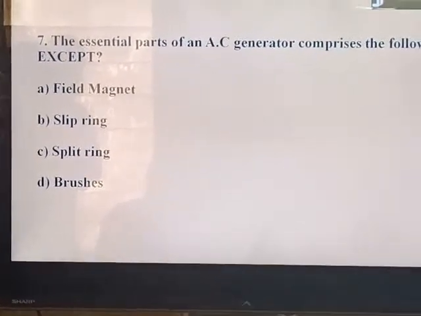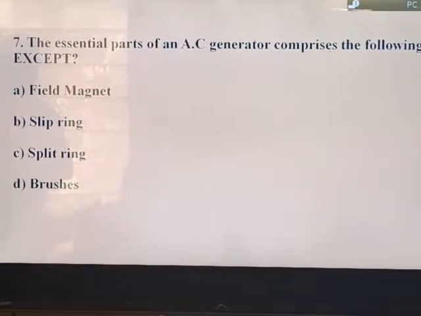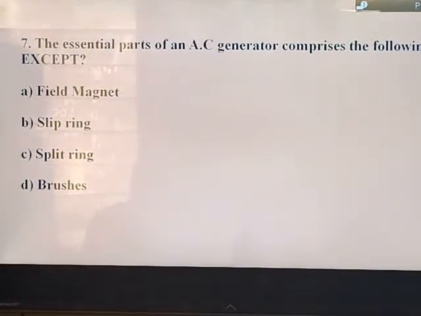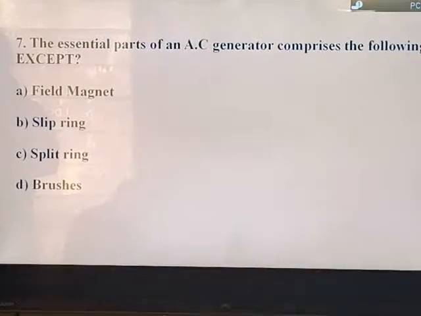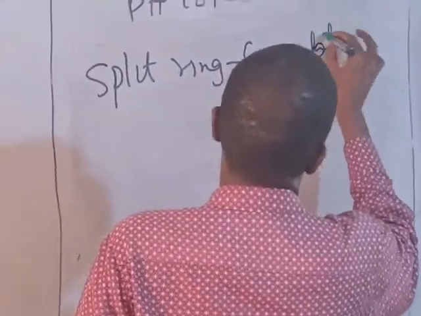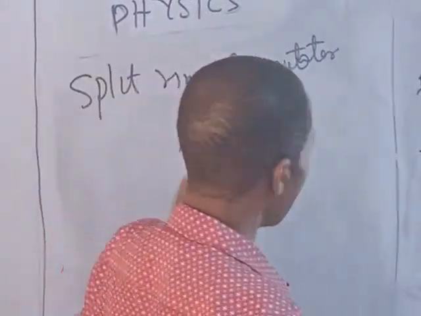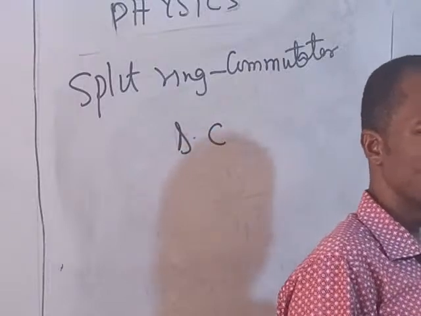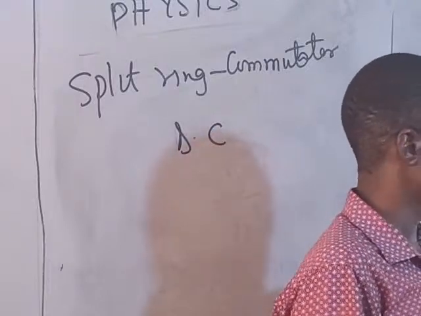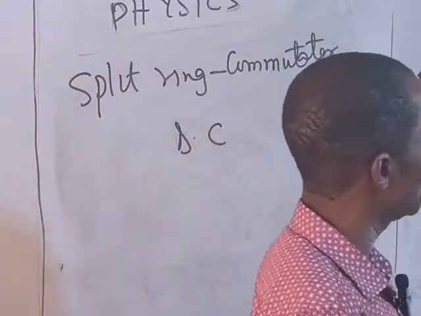What it doesn't have is the split ring. Only a DC generator possesses a split ring. Split ring is sometimes called a commutator. So you either call it a split ring or you call it a commutator. Commutator is only present in a direct current generator. A direct current generator possesses a split ring commutator, whereas an alternating current generator does not possess a split ring commutator. So the correct answer here is option C.